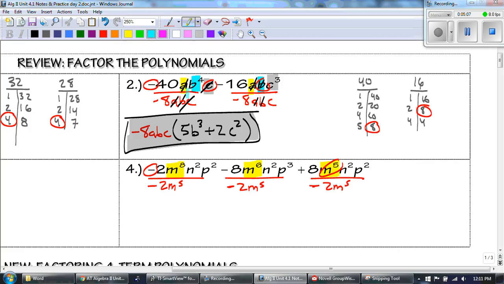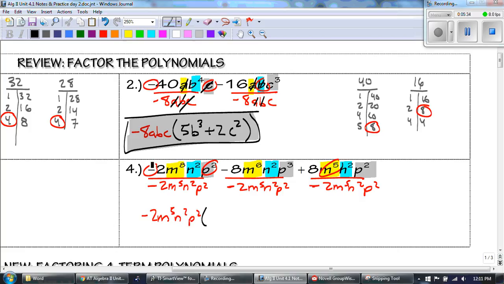Now let's look at the n's, n squared, n squared, and n squared, so I can factor out an n squared. And let's see, do they all have p's? Yep. And we're going to do p squared since that is the smallest one. So our GCF is the -2 m to the 5th n squared p squared.